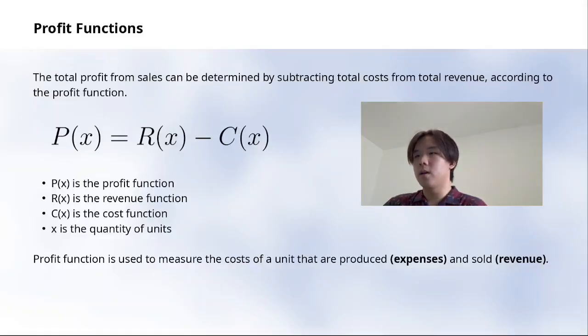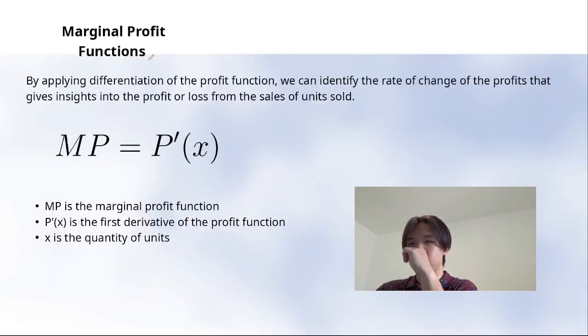The total profit from sales can be determined by subtracting total cost from total revenue according to the profit function P(x) equals R(x) minus C(x), where P(x) is the profit function, R(x) is the revenue function, and C(x) is the cost function. Next, by applying differentiation to the profit function, we find the marginal profit function, which gives the rate of change of profit, insight into the profit or loss from the units sold. MP is the marginal profit function, P'(x), the first derivative of the profit function.